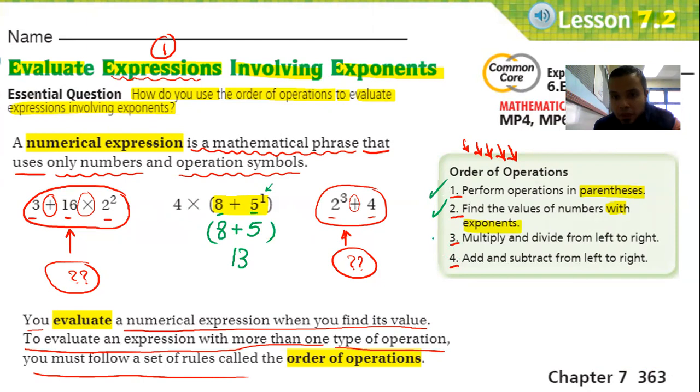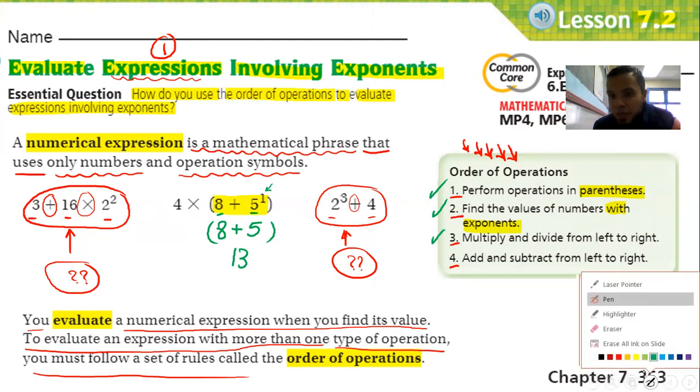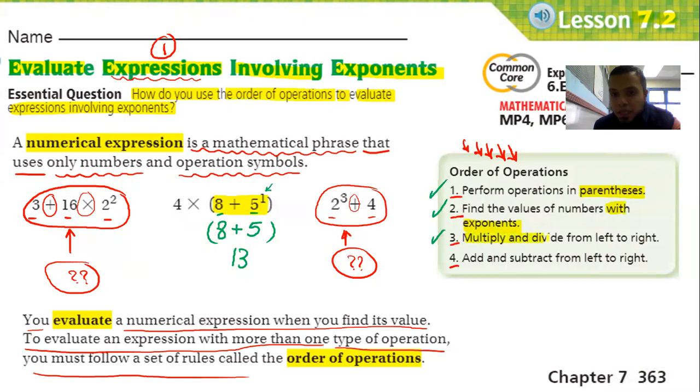Number 3: multiply and divide from left to right. I need to multiply here if you see a multiplication operation. Yes, I have seen a multiplication operation by 4. So you need to multiply the answer of the parentheses by 4. 4 multiplied by 13 equals what? 4 times 3 equals 12. 2 and we carry up 1. 4 multiplied by 1 equals 4, plus 1 is 5.